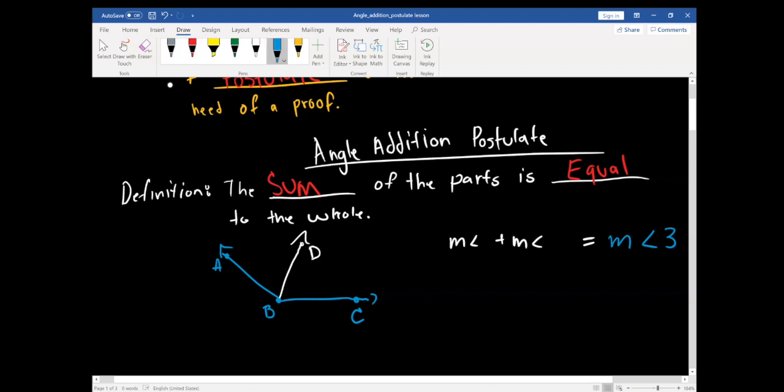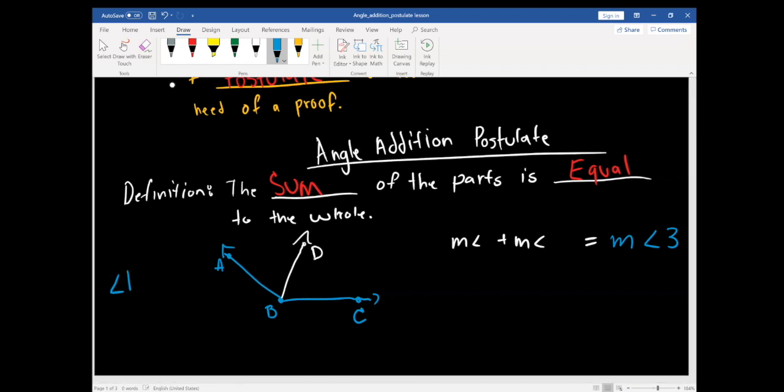Now, if you guys remember, the vertex of the angle is going to be the letter in the middle. So for angle ABC, the vertex is going to be B. So we're looking at the angle in blue. So angle ABC is the whole. And basically what you're doing is adding the smaller parts. If you add the two smaller parts, 1 and 2, you get the bigger part. So if you add the measurement of angle 1 plus the measurement of angle 2, you're going to get the measurement of the whole, right?